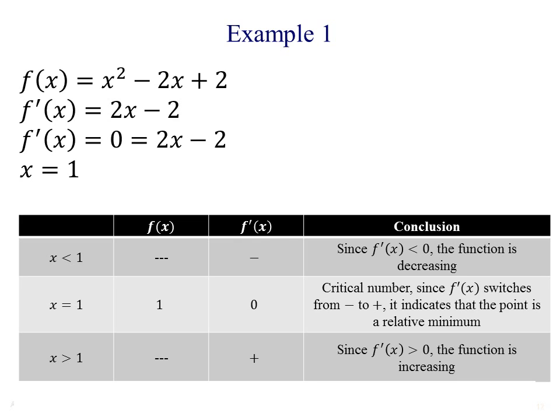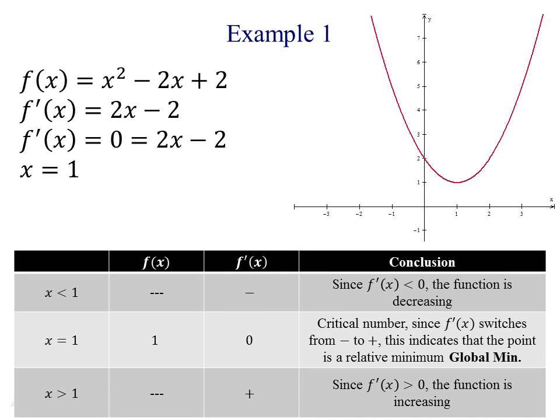Next is our critical number x equals 1. The derivative switches from negative to positive. This indicates that the point x equals 1 is a relative minimum of the function f. If we look at a graphical representation of the function, we see that the point (1, 1), which we had identified as a relative minimum, is actually a global minimum.